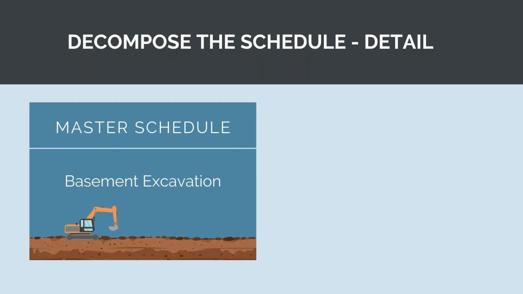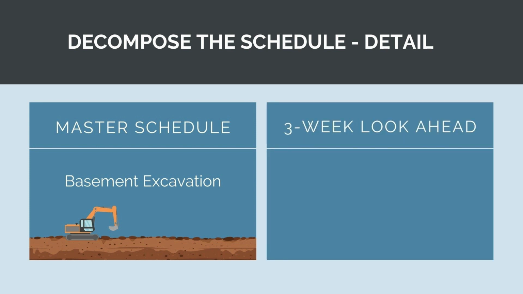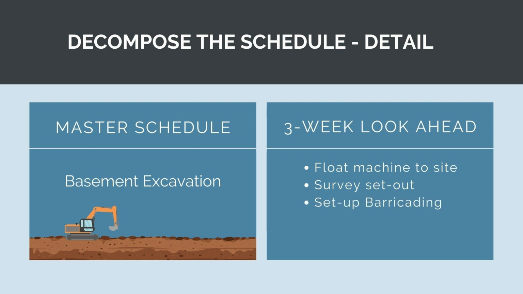So the master project schedule might say basement excavation starts, but then our short range program, our 3-week look ahead, is going to have everything like floating the machinery to site, the surveyor coming to site and marking out the extents of the foundations, setting up temporary barricading around the excavation, excavating to the design depth, and then setting up temporary works and shoring. So you see, this short range program takes a single activity in the master project schedule and turns it into a fully detailed list to make this happen.